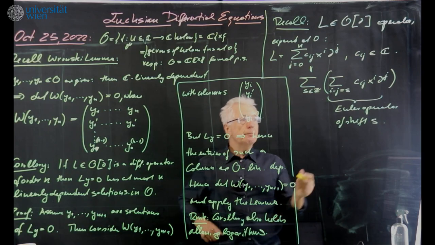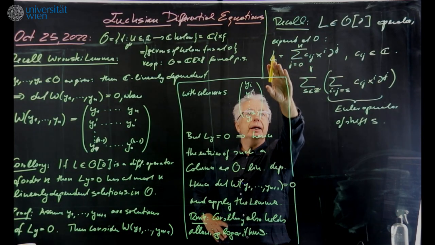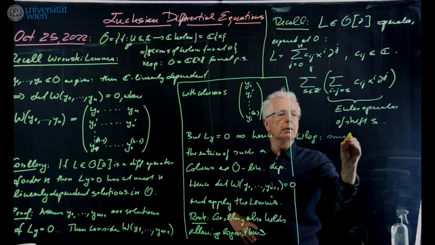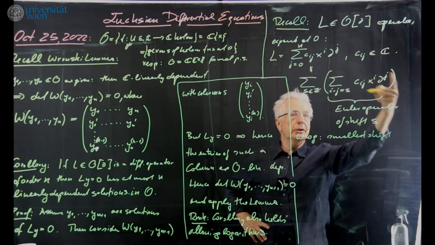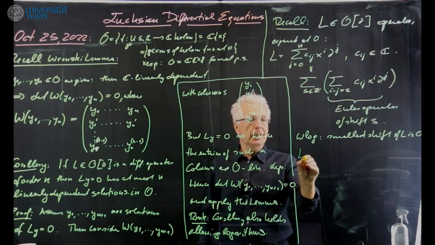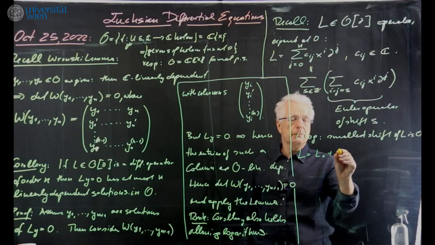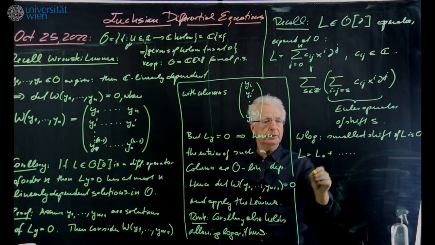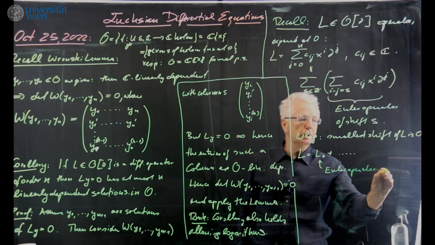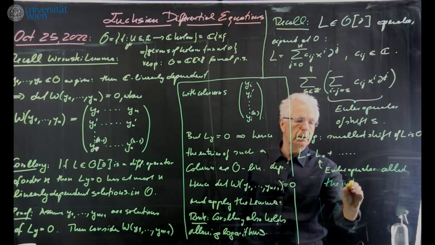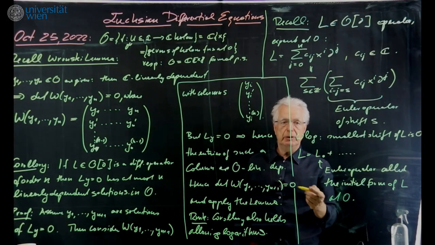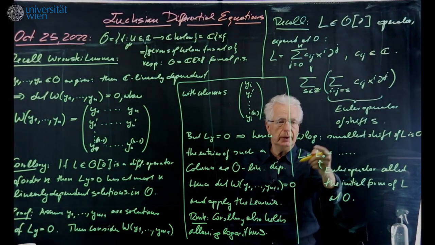Fine. So when we look at Ly equals 0, we can multiply L with a power of x. So without loss of generality, we may assume that the smallest shift occurring in this expansion of L is 0. This is just for notational reasons. So we could write L equals L0 plus further terms which have larger shift, and L0 will be an Euler operator, called the initial form of L at 0. Okay? And today we will mostly concentrate on solving a differential equation where just this L0 appears. Okay?